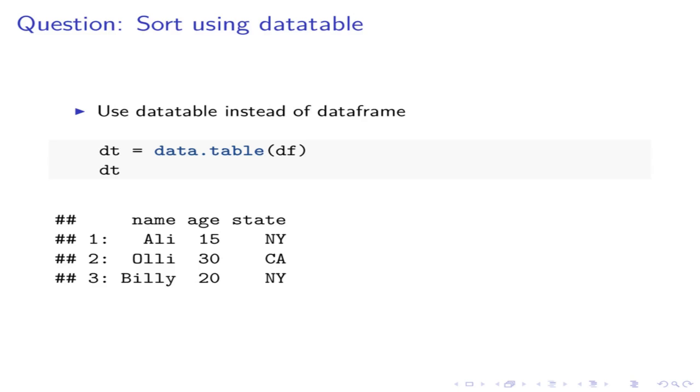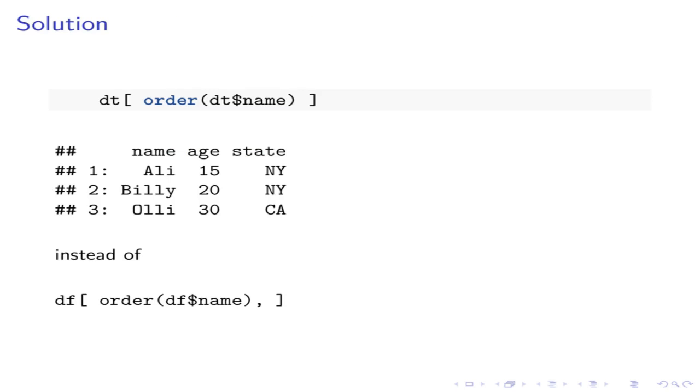Next question, sort the same way by name column, but this time use a data table instead of data frame. The solution is very similar to the data frame solution. This time, we don't put an additional comma after the order expression. We put the comma because data table's bracket operator assumes that the first argument is the indices of the rows, whereas data frame's bracket operator expects the indices of the columns first. I always prefer to use data tables instead of data frames because indexing style is more intuitive and also it is much faster than data frames.